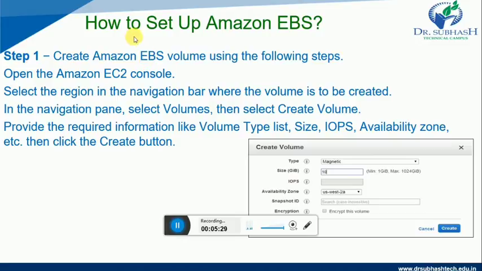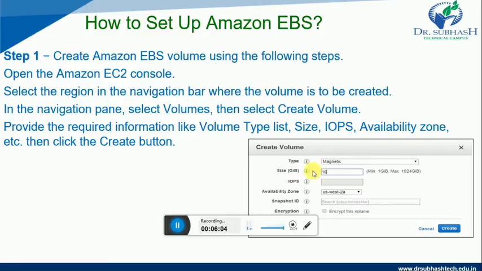Now let us look at how to set up Amazon EBS, that is Amazon Elastic Block Store. Step 1, create an Amazon EBS volume using the following steps. Open the Amazon EC2 console. Select the region in the navigation bar where the volume is to be created. In the navigation pane, select volumes and then select create volume. Provide the required information like volume type, size, IOPS, availability zone, etc. and then click the create button.